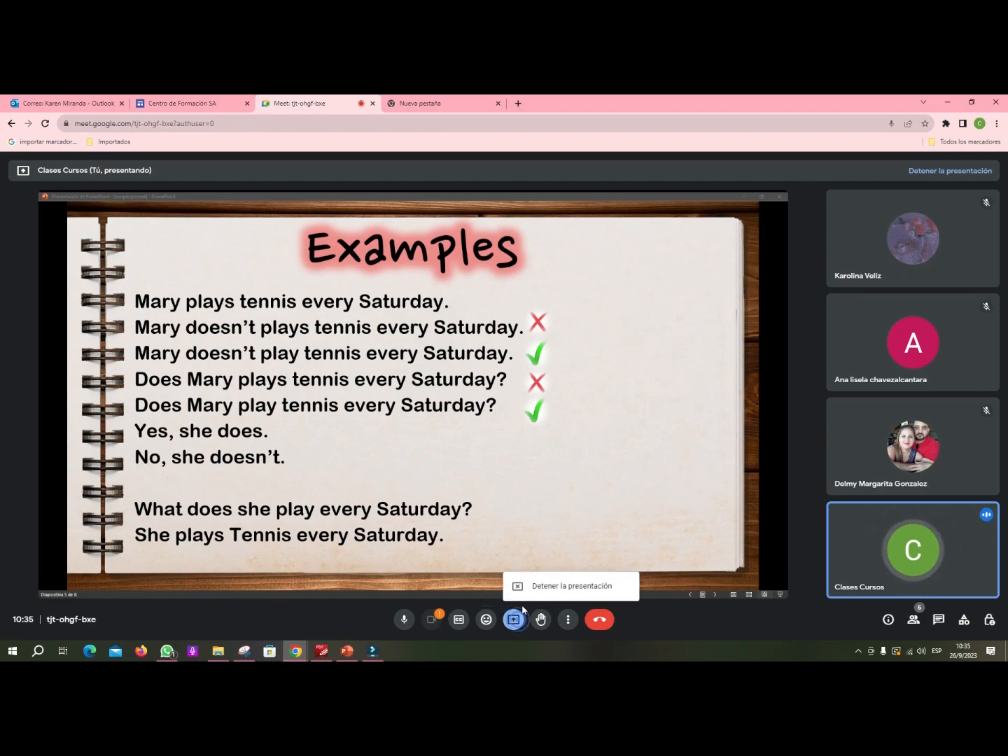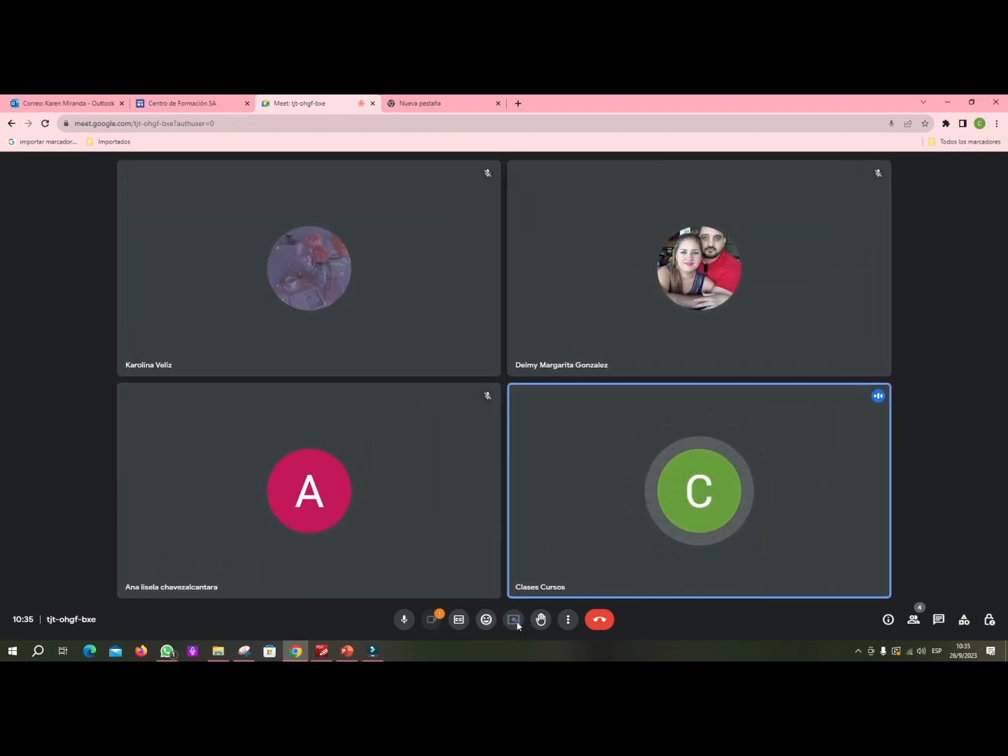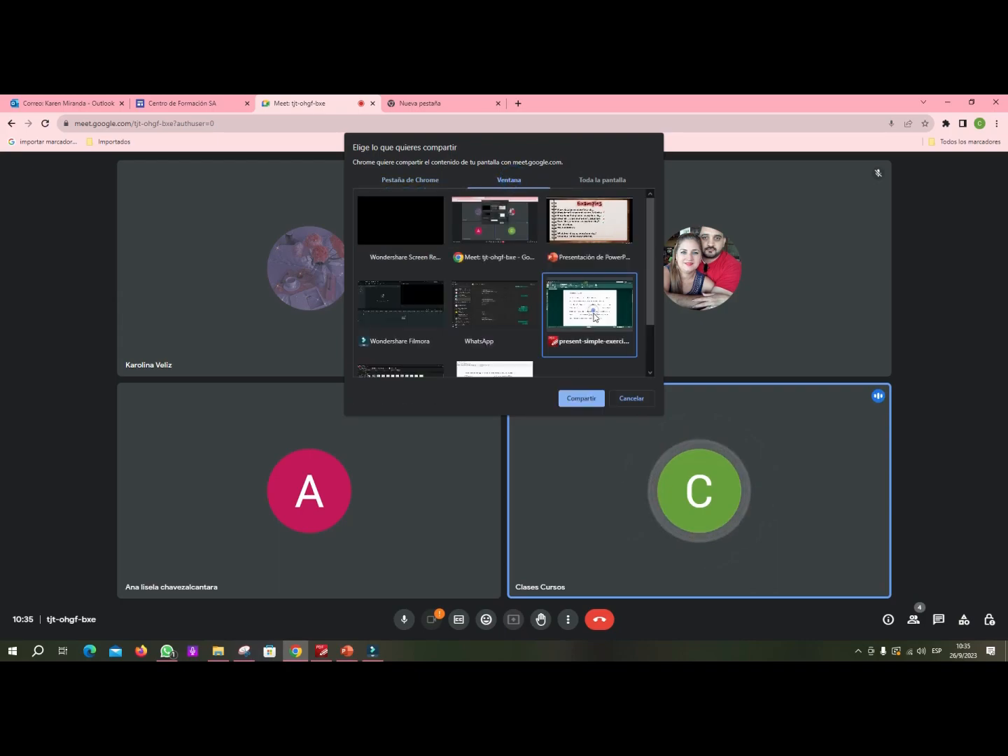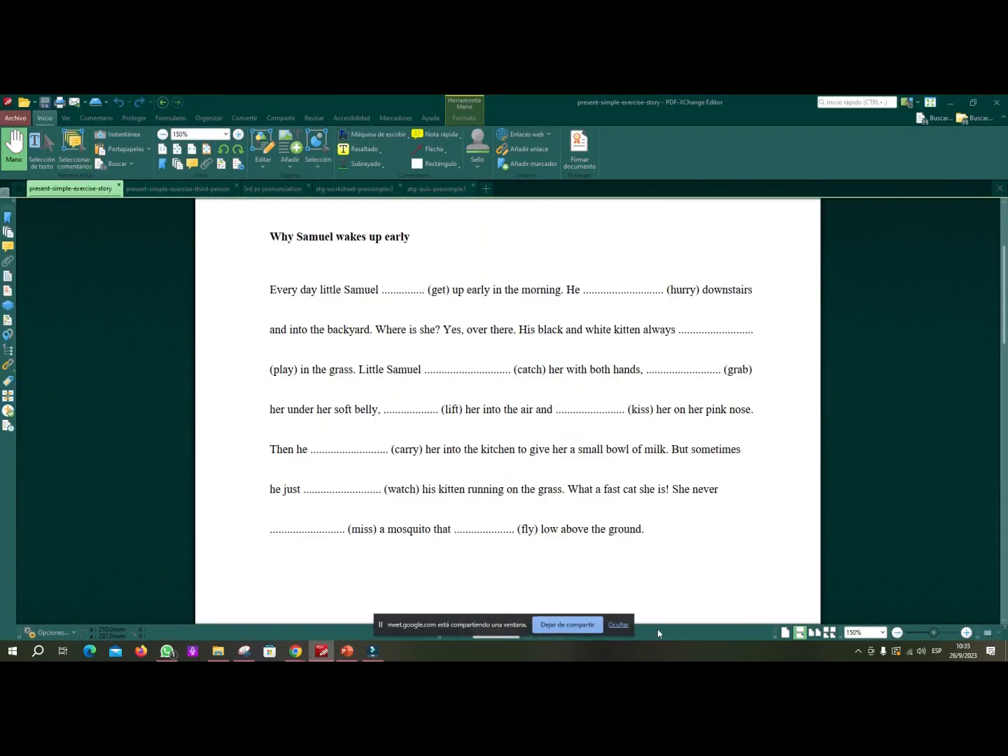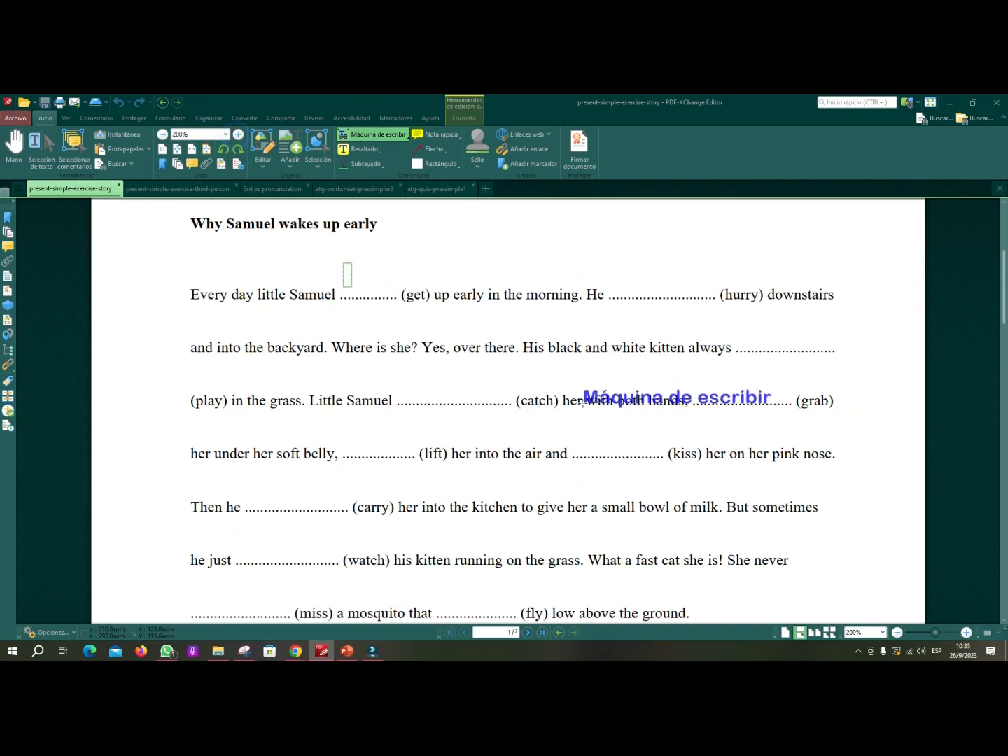Okay, so let's do the first exercise about that. Vamos a hacer el primer ejercicio sobre la tercera persona. Here you have it. Why Samuel wakes up early? Here you have a text. You are going to use the verb between parentheses with the correct form of the third person singular, right? In this case, for example, every day, little Samuel, what? Gets up early in the morning, right?